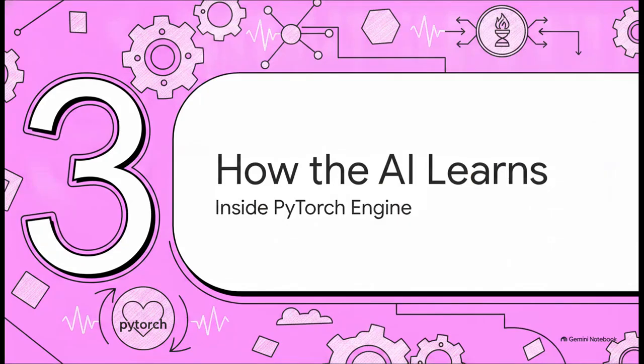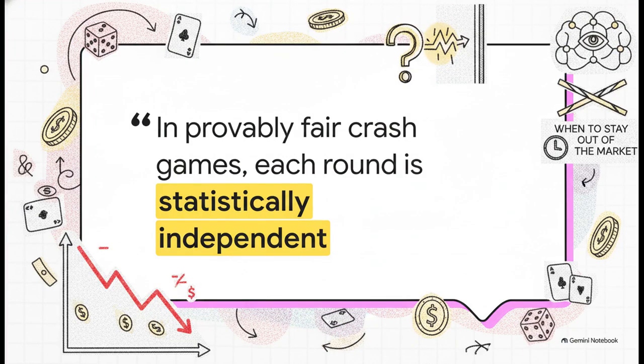Section 3. How the AI learns inside the PyTorch engine. Before we get into the learning model itself, we really have to respect the underlying math of this environment. In provably fair crash games, every single round is statistically independent. Because of that built-in house edge, the expected payout is always mathematically negative. Past outcomes carry absolutely 0 predictive weight on the exact next multiplier. So an AI just trying to guess the next number is going to fail. Raw prediction is impossible here.